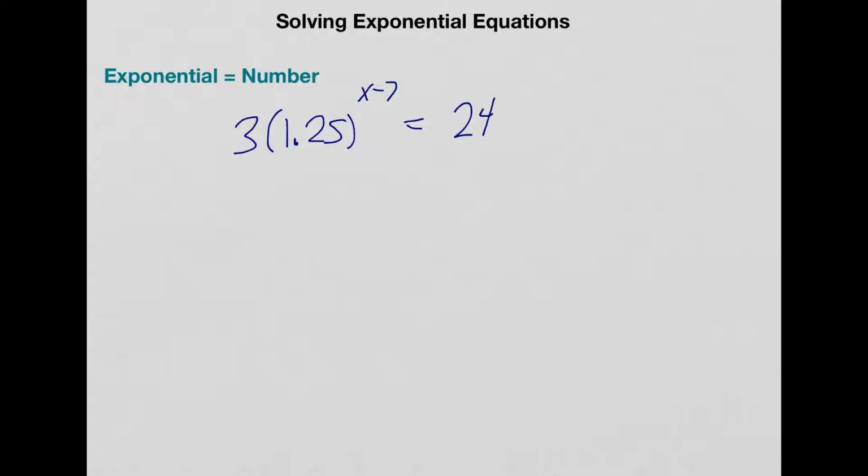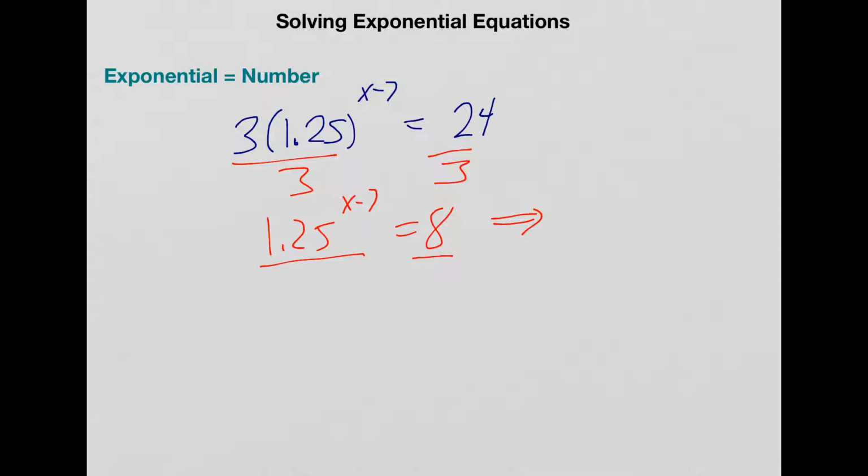We'll start with this problem, an example of an exponential equals a number. When we look at this, we have one exponential function. So to get exponential equals a number, I've got to get rid of the 3. So I'm going to start by dividing both sides by 3. I get 1.25 to the x minus 7 equals 8. And now I have my exponent equals a number. I've gone as far as I can go, so I'm going to switch this over to logarithmic form.